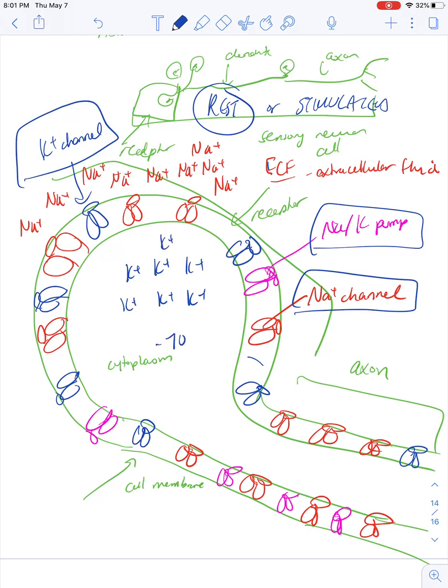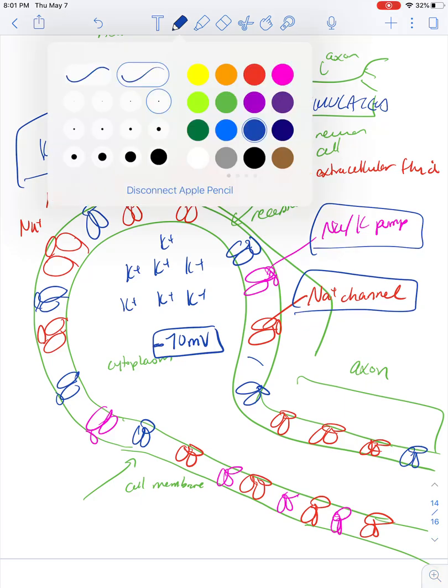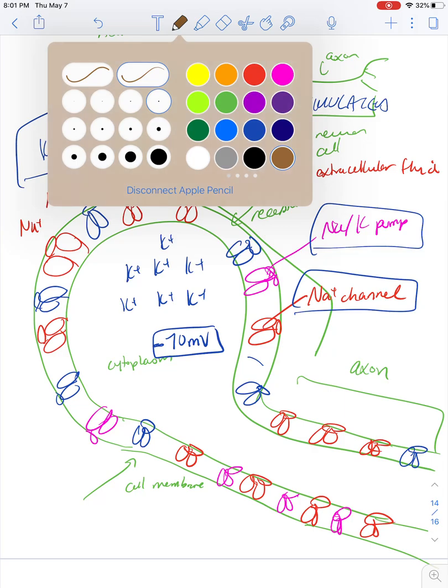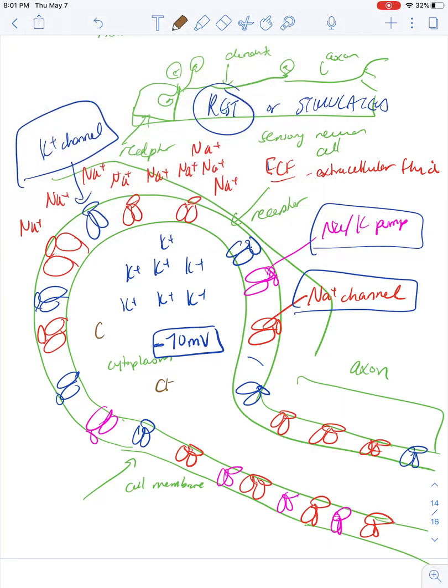And the actual charge inside a neuron is negative 70 millivolts. Now you're like, why is it negative if potassium is positive? Because inside the cytoplasm, I'm not drawing it, but I'll just put it in there, there's negative chloride ions in there. There's negative amino acids. And all these negative things inside the neuron contribute to an overall negative charge. So inside the cytoplasm, it's negative 70.